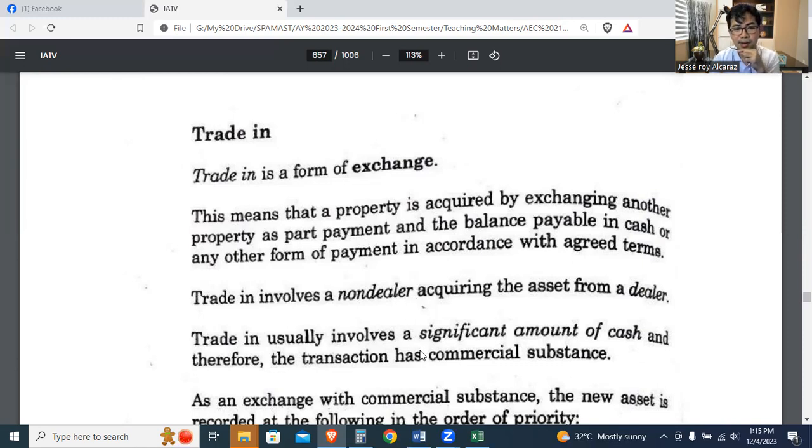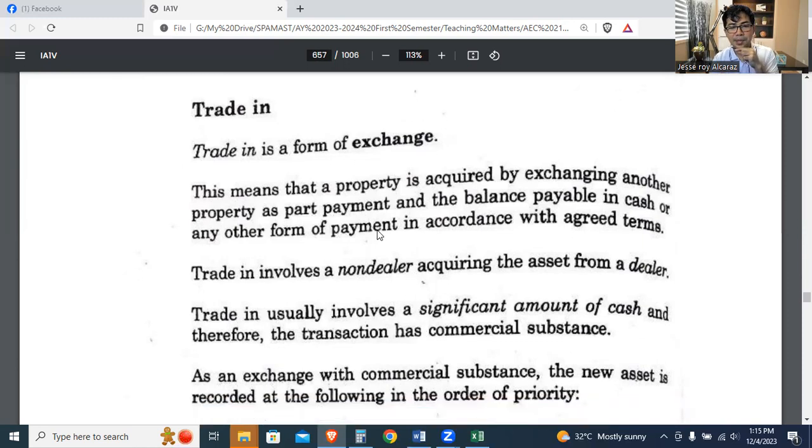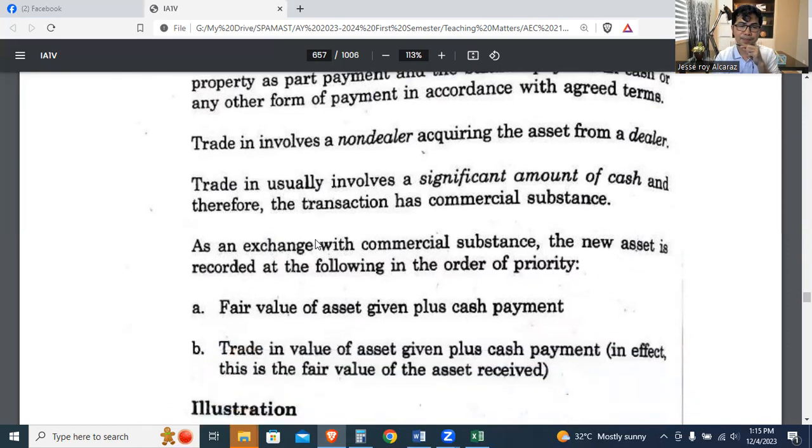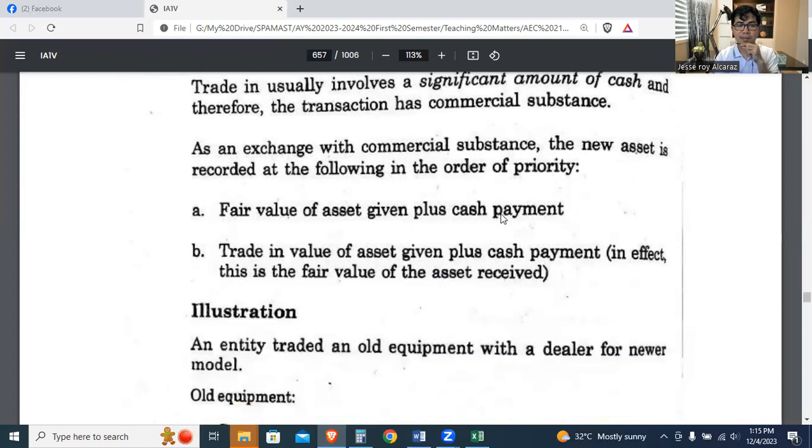So that is the trade-in. This means that a property is acquired by exchanging another property as part payment. Okay? You don't pay the full price. It is already reduced by the amount of the PPE that you give, and the balance is payable in cash or any other form. Trade-in involves a non-dealer acquiring the asset from a dealer. Trade-in usually involves a significant amount of cash and therefore the transaction has commercial substance.